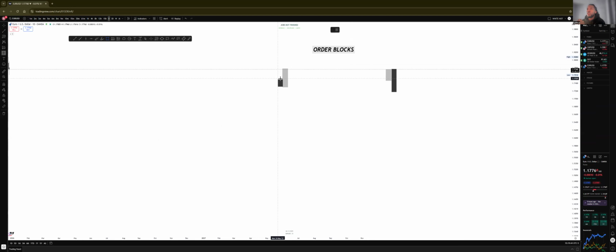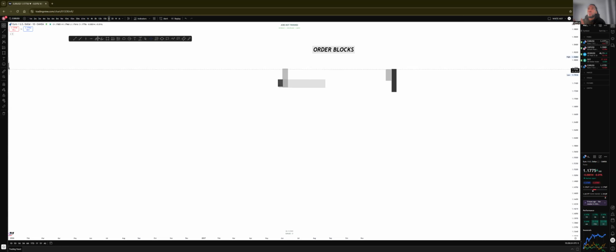Let's say, for example, in this case, you have this zone right here. Let me make it less dark. All right. Let's say you have this zone right here, and let's say within this zone, this is an order block, right? And this is how you mark an order block, by the way.